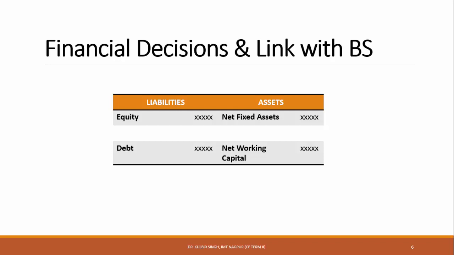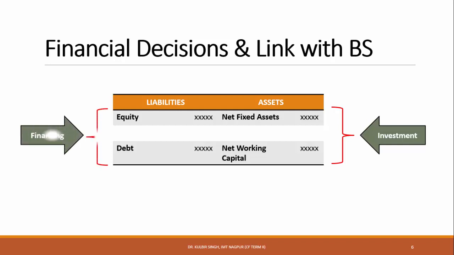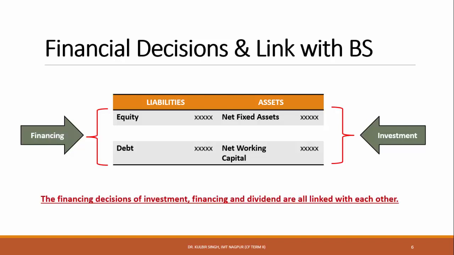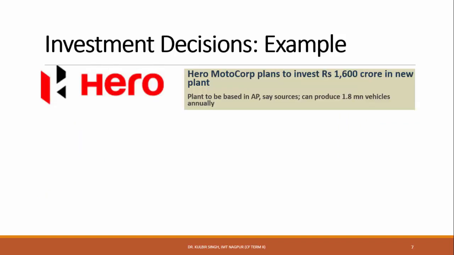Financial decisions can be thought of as managing the balance sheet. For instance, investment decisions can be thought of as managing the right-hand side of the balance sheet, while financing decisions can be thought of as managing the left-hand side of the balance sheet. The decisions of investment, financing, and dividend are all linked with each other. Let us understand it with the help of an example.